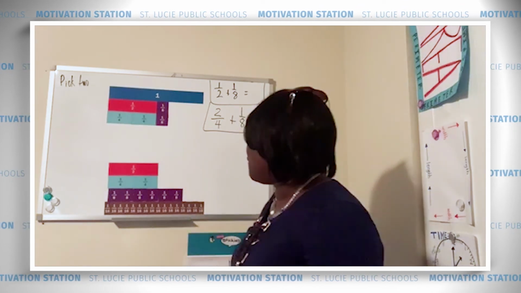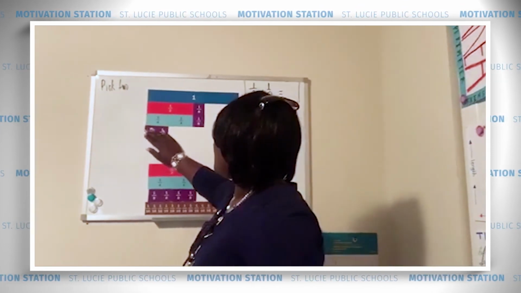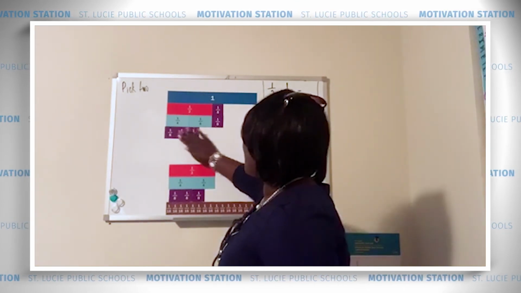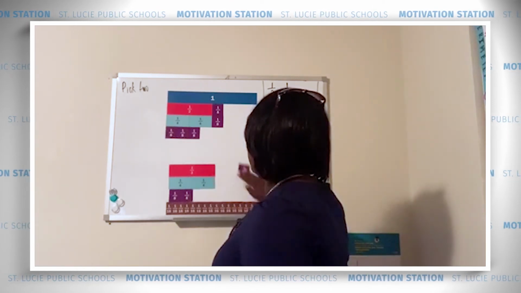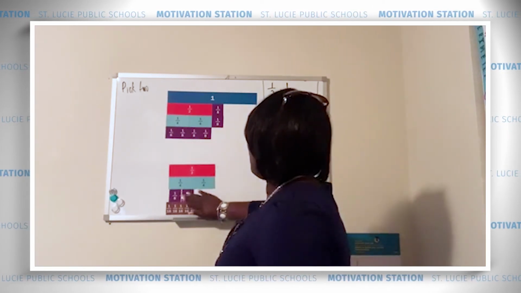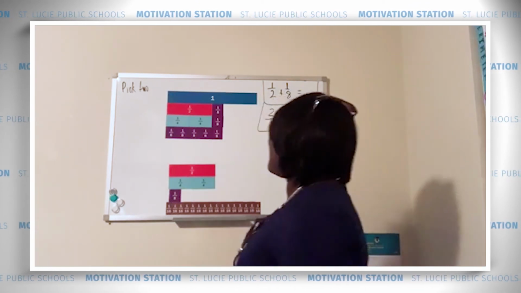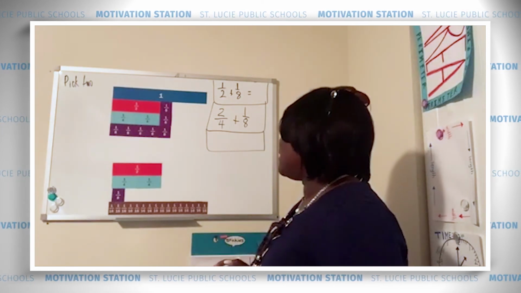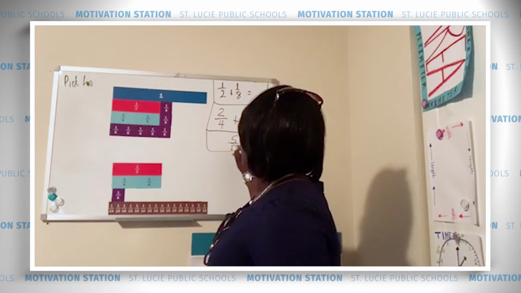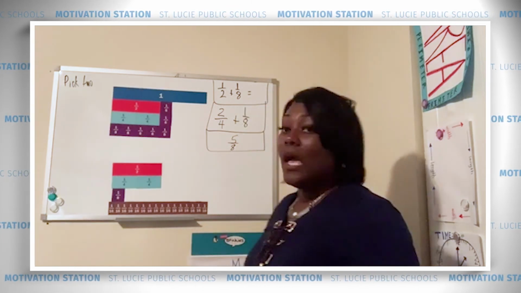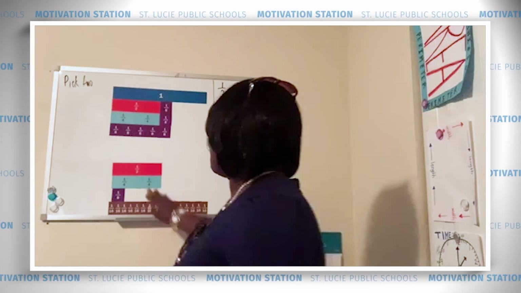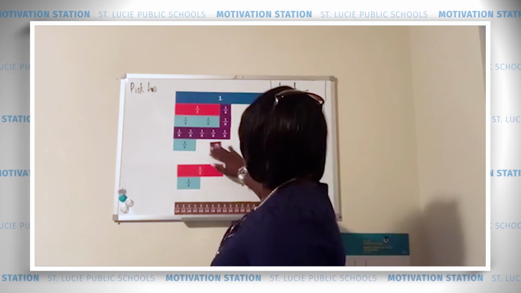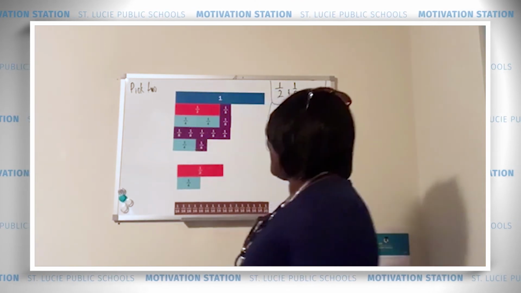Let's try to use other fractions. 1/8, 2/8, 3/8, 4/8, 5/8. So 1/2 plus 1/8 is equivalent to 5/8. Let's try it a different way. 1/4, 1/8.